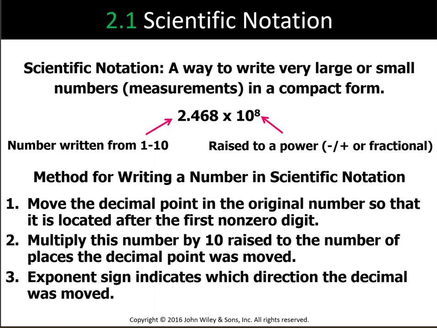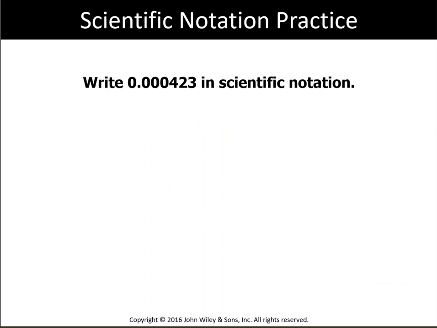One way to write the numbers that are either too big or too small is writing them in scientific notation. Scientific notation consists of two parts, two components. First is the numerical value that is between 1 and 10, and then it's times 10 raised to some power. So let's look at some examples and see how we can write numbers in scientific notation.